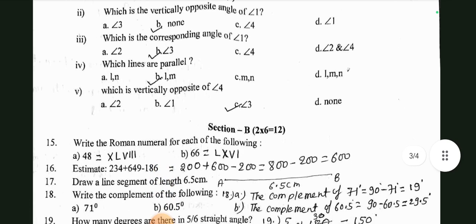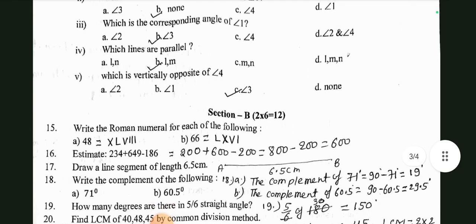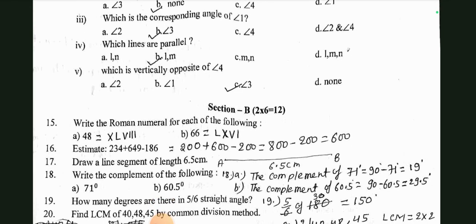Now question 15, write the Roman numeral for each of the following. 48: XL means 40 and VIII means 8, so 48. Second, 66: LX means 60 and VI means 6, so 66. Question 16, estimate: 234 is estimated as 200, 649 is estimated as 600 and 186 is rounded to 200. The 200s cancel, so 600 is left. Either way, you can add 200 plus 600, which is 800, minus 200, that is 600.